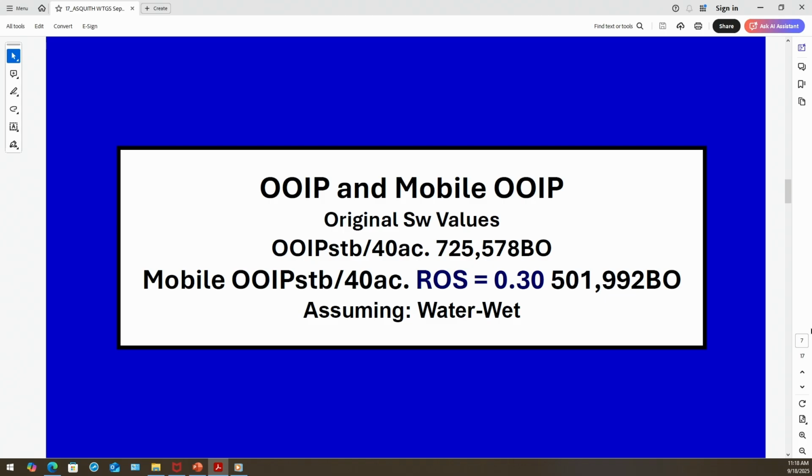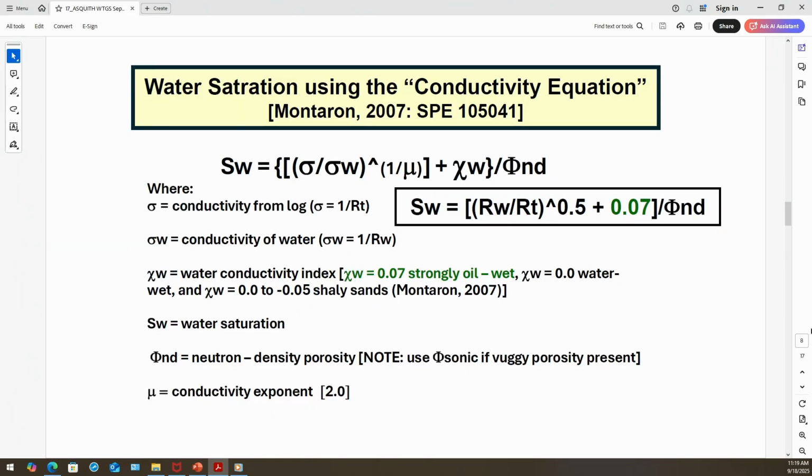First of all, let's just use the water saturations, which are not correct, of course, and see what we get. We get an original oil in place of 726,000 barrels of oil, which is obviously way too high. If we look at mobile OIP, and this is on 40 acres, that's the spacing, and you assume it's water wet, so the residual oil saturation should be somewhere around 30%. That's over 500,000 barrels of mobile oil, which is utterly ridiculous. So let's go on and see if we can get something reasonable.